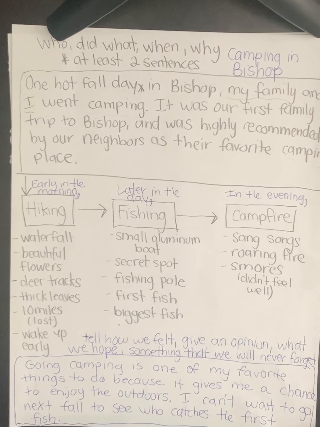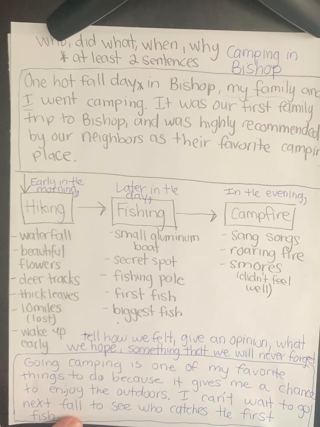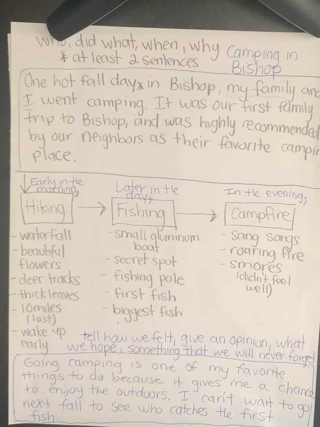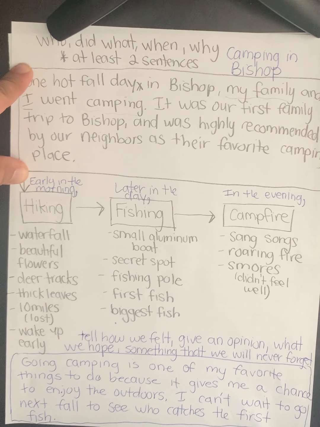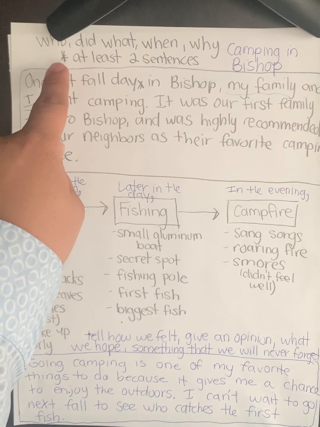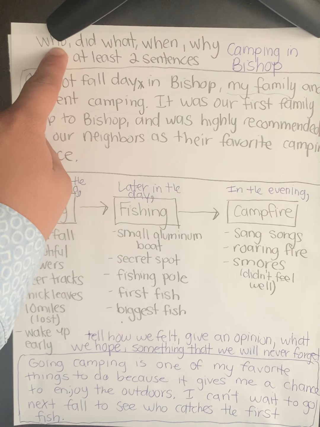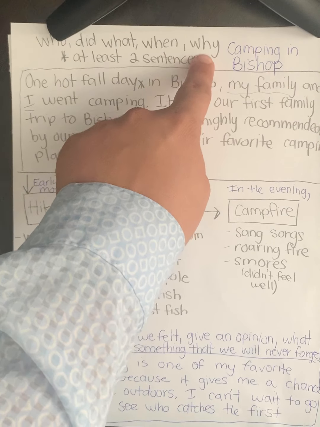Then we created a flea map. We wrote those 3 things into those boxes and we added as many details as we could think that relate to those underneath it. We also wrote our introduction, making sure that it had at least 2 sentences. And remember, the introduction, inside of that paragraph, you need to make sure that you have who, did what, when, and why.